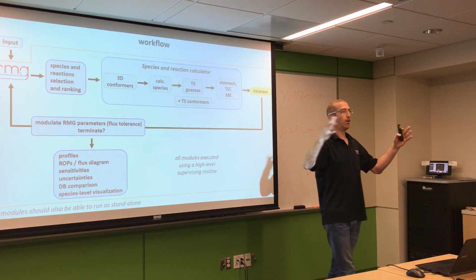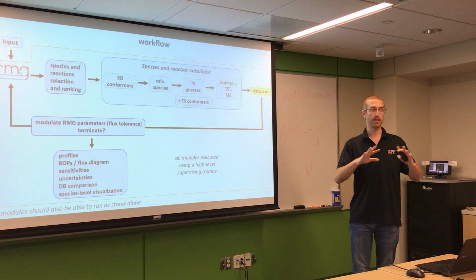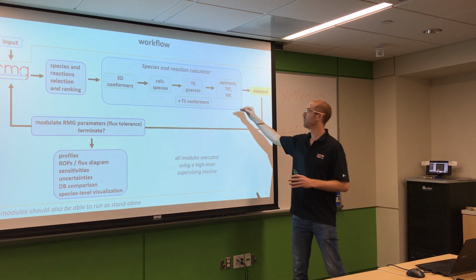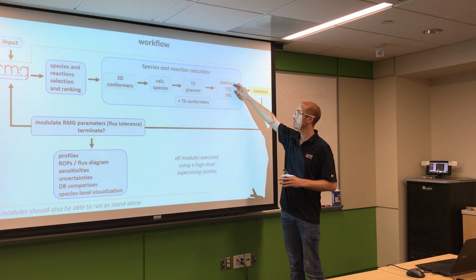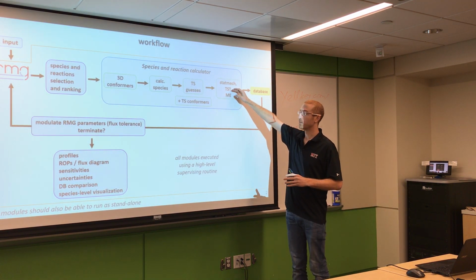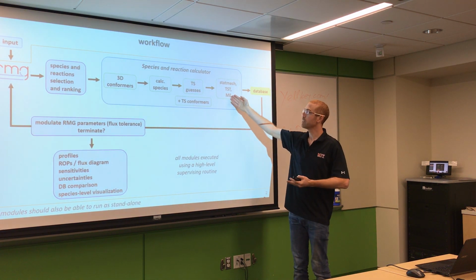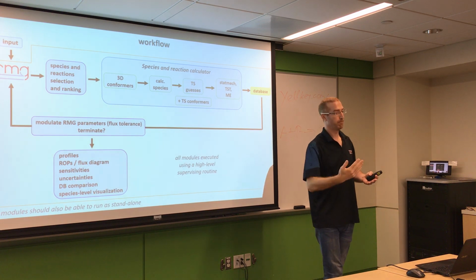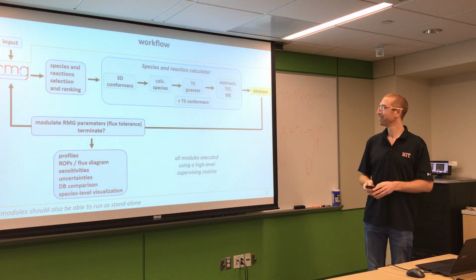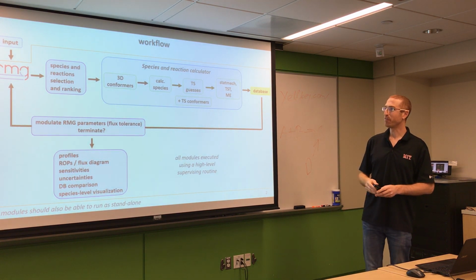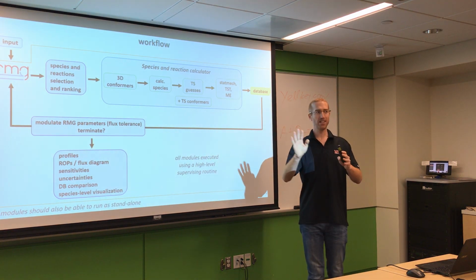Eventually, after we have all that, from here it's kind of downhill: running statistical mechanics to get a partition function, running transition state theory to get high pressure limit rates, solving the master equation if you'd like to get pressure dependent rates. The next step, before we go back to RMG, let's wait a second.